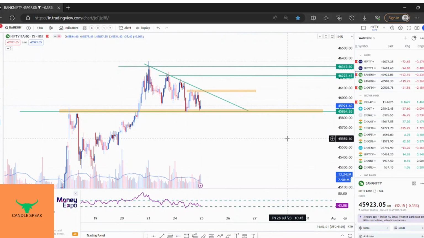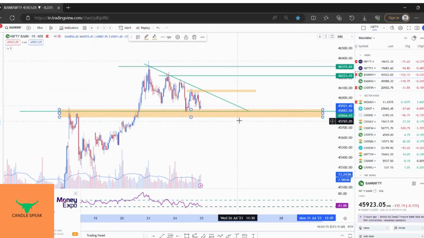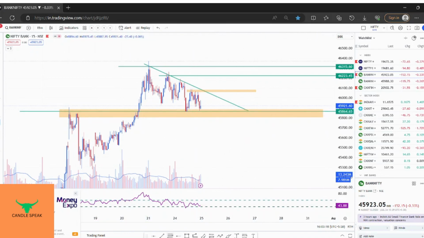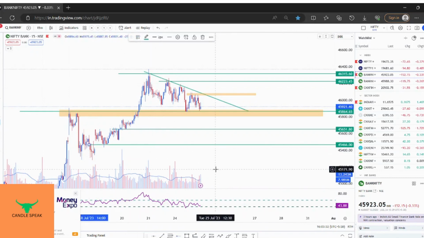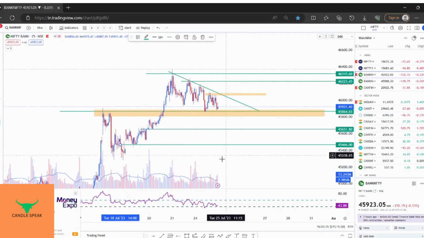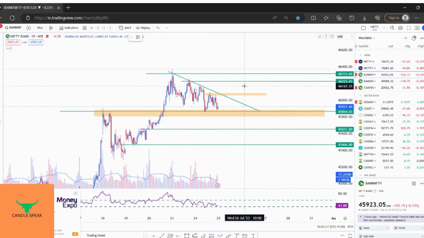Similarly, below 45,864 to 800, it is a very good support area, so we have to watch carefully. One thing we can do is bold this area. Below 45,800 you can plan for selling with a stop loss of 45,864, around 60 to 70 rupees will be your stop loss, and you will get a very good target around 45,651. The second target will be around 45,466 to 400. In this range you will get a very good target. Only above this range we are going to execute for long.